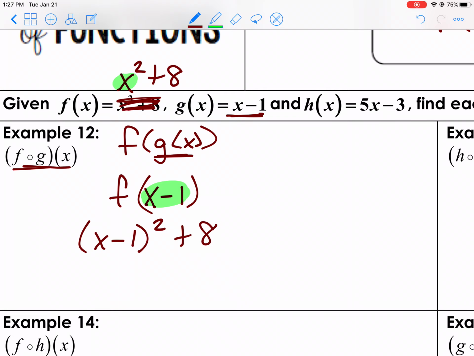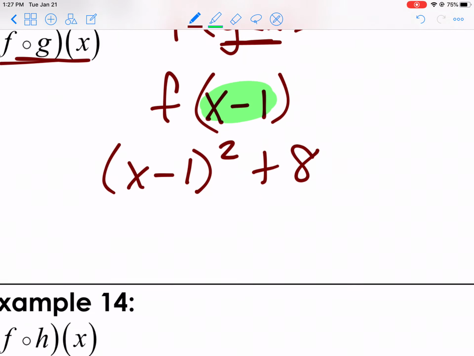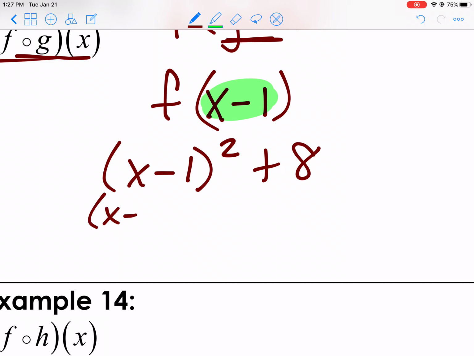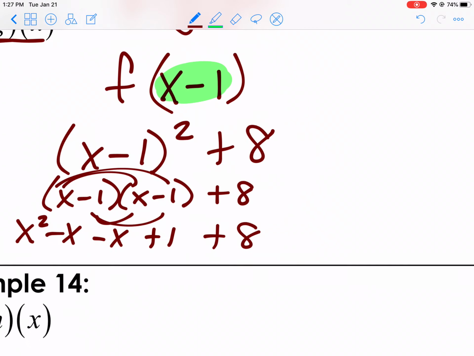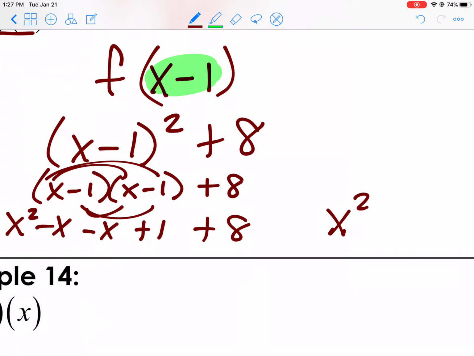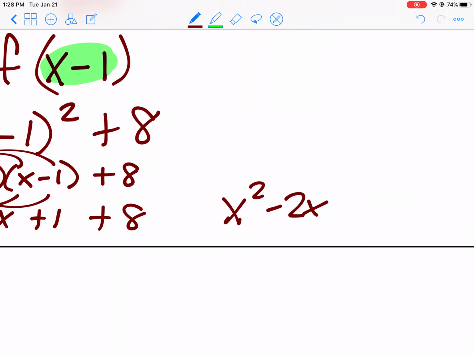If that didn't make sense to you, please rewind, slow it down, maybe pause, make sure that you're understanding each step before you move forward. Let's go ahead and expand x minus 1 squared. That'll give us x squared minus 2x plus 1. And don't forget this plus 8. So our final answer will be x squared minus 2x plus 9.